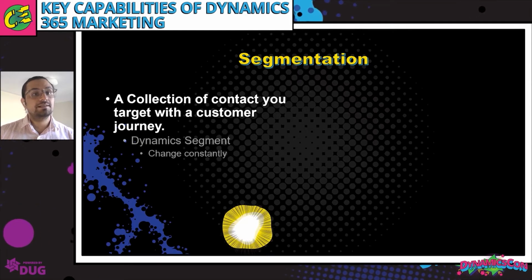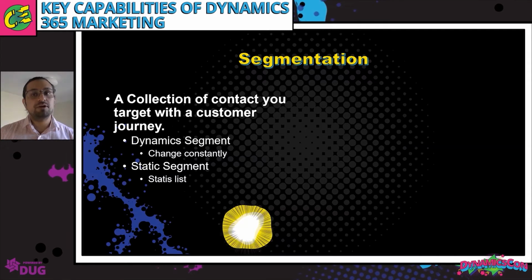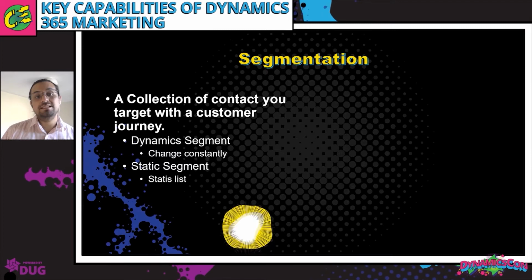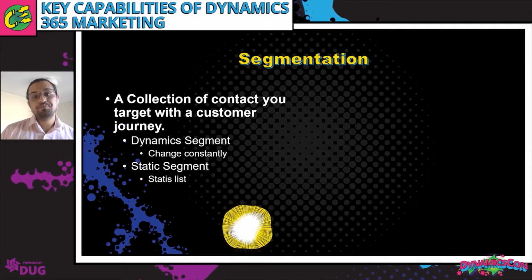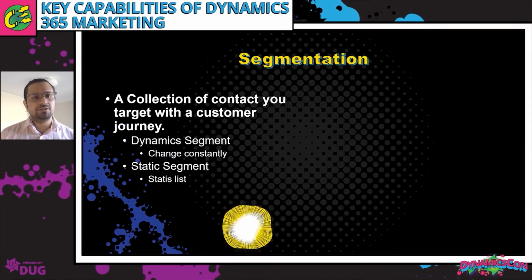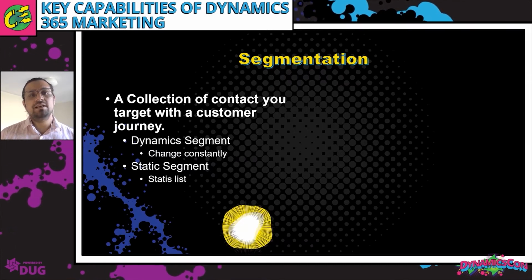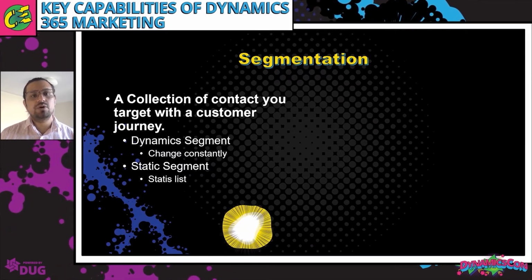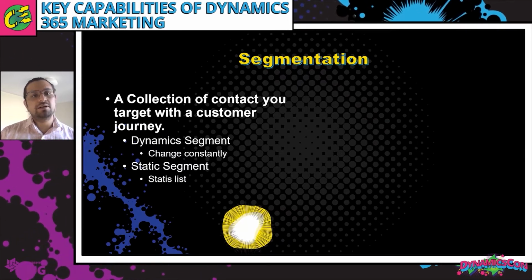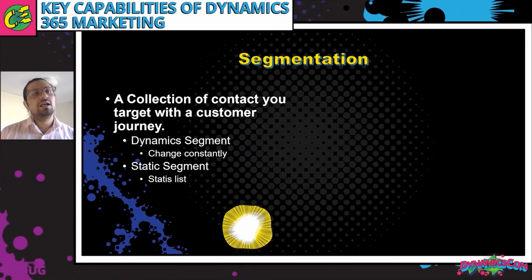It's called dynamic segmentation and static segmentation. I'm not sure how familiar you are with this term, but dynamic, as the name indicates, is constantly changing, and static is a static list. Let's say you have an existing segmentation for your Canadian customers, and based on your criteria, this week you added a couple of more contacts. If any of the recently added contacts fulfill the dynamic segment criteria, they will automatically be added to the list. A static list, whereas, will stay the same.